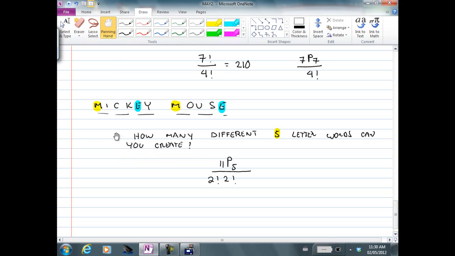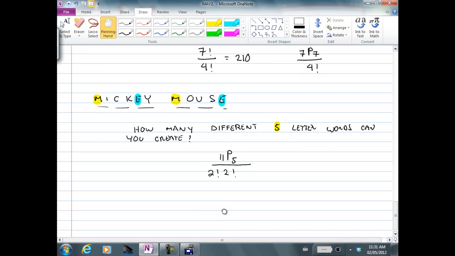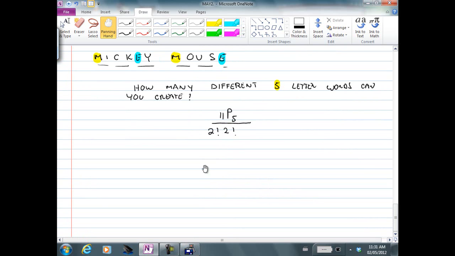Why is it 11P5? Because there are 11 letters altogether. Would you agree? Yeah. Out of 11, how am I going to choose 5? Because there's not 11 factorial more. Remember, we treat the question like I normally would, but when you have repetition, you've got to divide this. Guys, you can figure out what it is. Very simple.